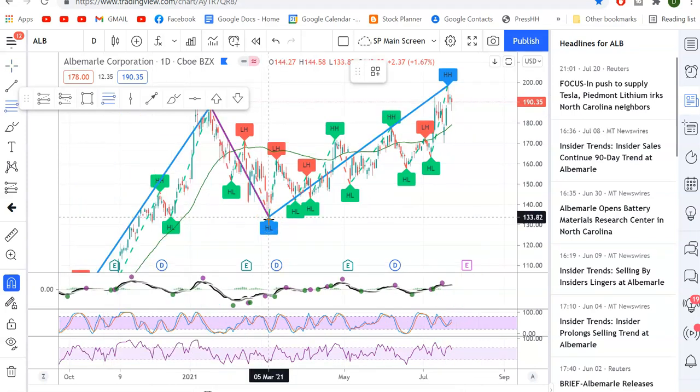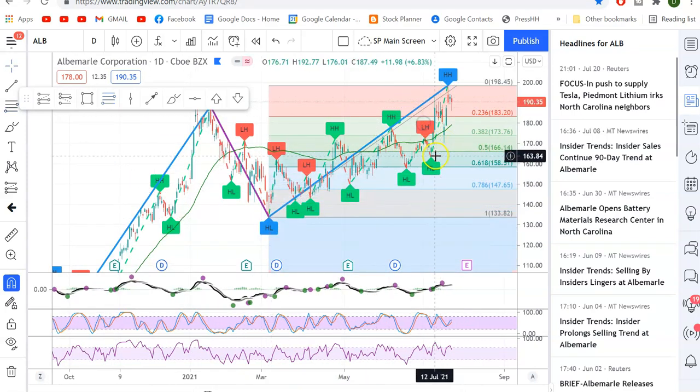Plotting the Fibonacci's from the last trend, and you could have taken a minor trend too, but you have to ask yourself, is it going here before it hits here? 183.20. I believe in the next 18 days, it'll hit 183. So, we have to make a decision.